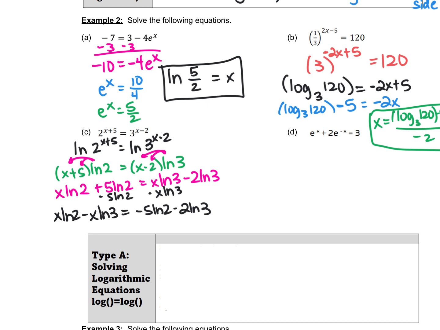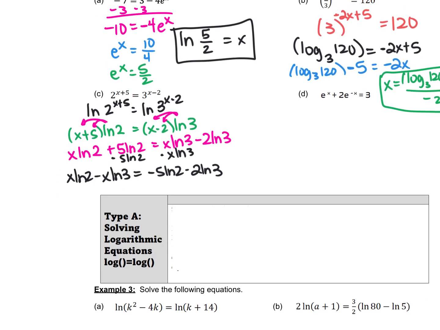If I'm solving for x, do I have an x in each one of those on that left-hand side? Yeah, pull it out. ln of 2 minus ln of 3 equals negative 5 ln of 2 minus 2 ln of 3. Now, how do you get x by itself? Divide. Because that expression in parentheses, that's a number. It's written weird, but it's a number. If you type on your calculator ln of 2 minus ln of 3, it's a number.